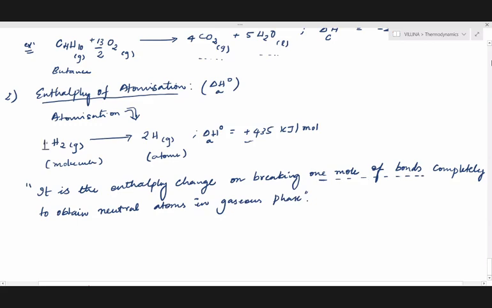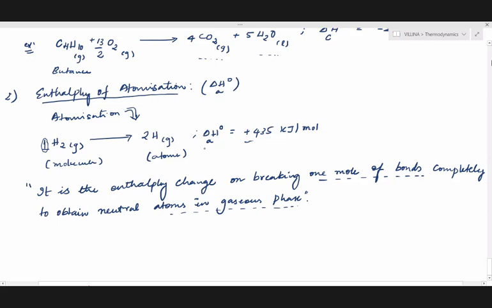Hydrogen is a diatomic molecule, right? So for 1 mole of hydrogen molecule, we are breaking 1 bond, the H-H bond. That's why we are getting 2 neutral gaseous atoms. Remember, the atoms should be in gaseous phase, in their standard states. Then only that is treated as standard enthalpy of atomization, or simply delta HA.